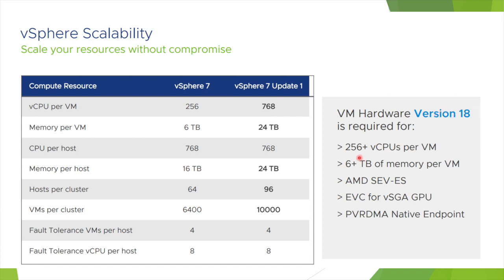So if you want to go above 256 virtual CPUs, you need to be on hardware version 18 or above. For 6 TB of memory on a virtual machine, you need to be on, again, version 18. You also have AMD SEV Secure Enclave, which has been released with vSphere 7 Update 1, and there's another feature which we'll be looking at next in the coming slide, which is EVC for GPUs, which is another interesting thing.